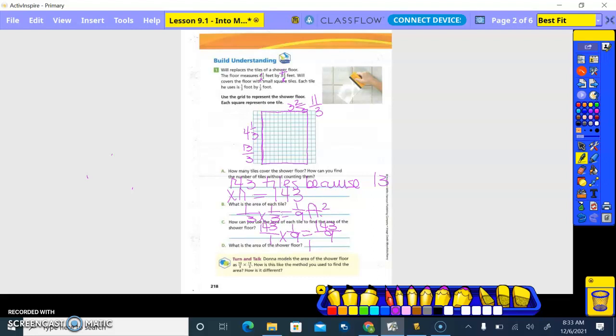How many times does 9 go into 53? 5 times. Okay. 53 minus 45 is 8. And then over 9, right? So our answer would be what? 15 and 8/9 feet squared.